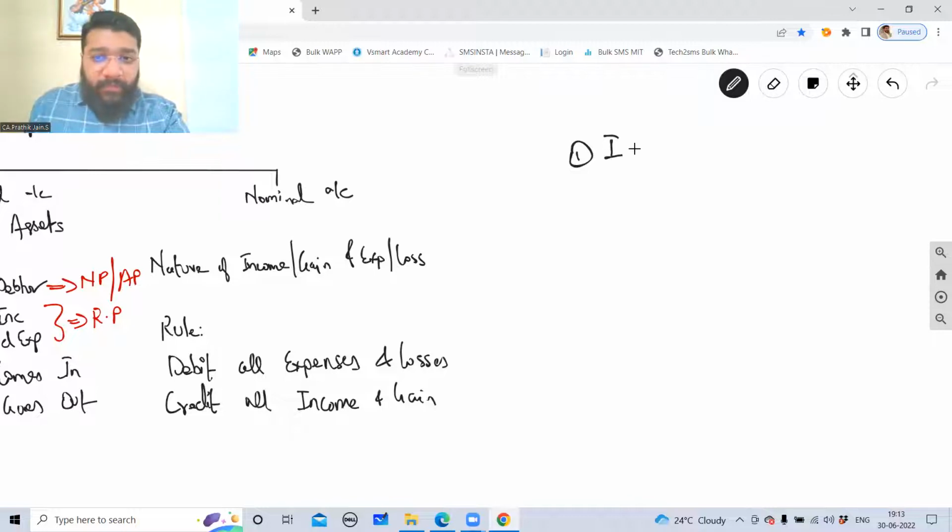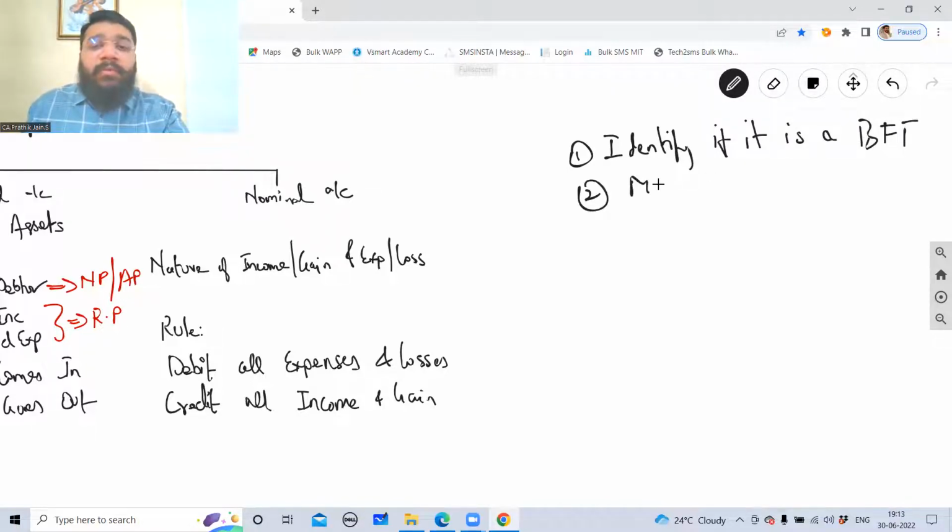Identify if it is a business financial transaction. Second, measure in terms of money, monetary value. So once you put a tick mark for these 2 points, then you can go ahead and do the accounting. For you to do the accounting, you have to identify any 2 accounts in the transaction.